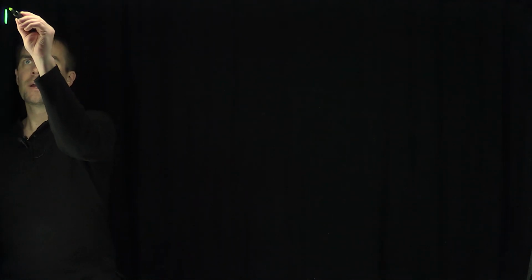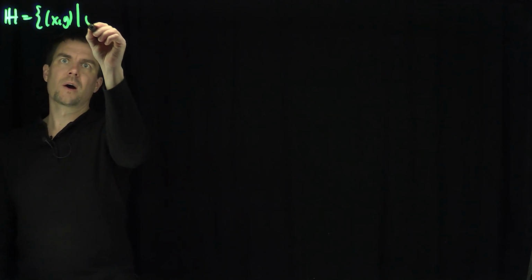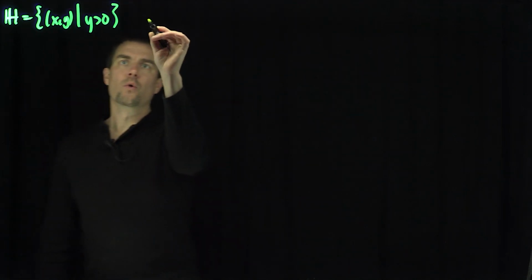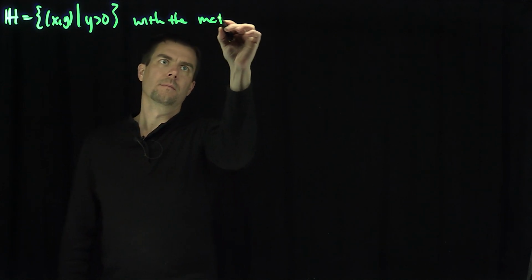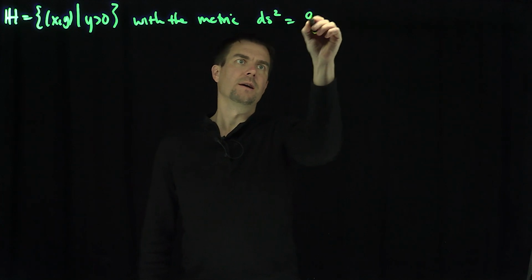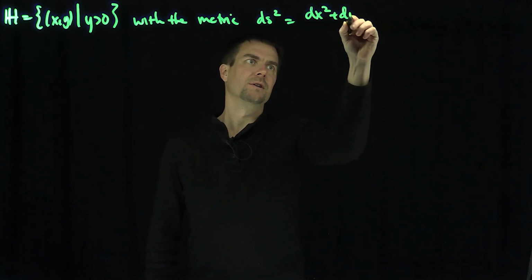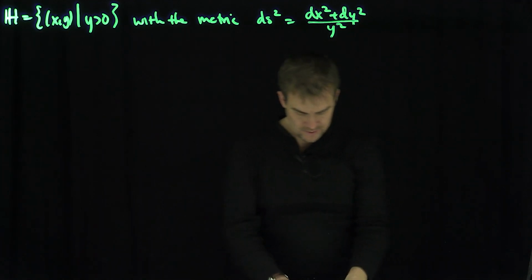Hello students, in this video we'll find the Ricci and scalar curvature of the upper half space with the hyperbolic metric. Let's consider H, which is the set of all points (x, y) such that y is greater than 0, equipped with the hyperbolic metric, which is ds squared equals (dx squared plus dy squared) over y. This is hyperbolic space, this is the hyperbolic metric.